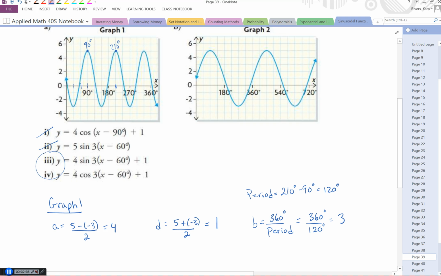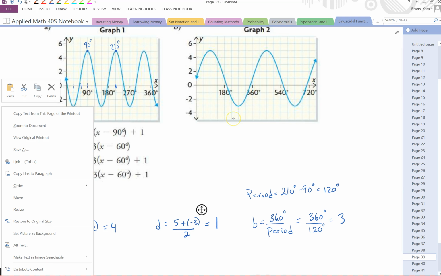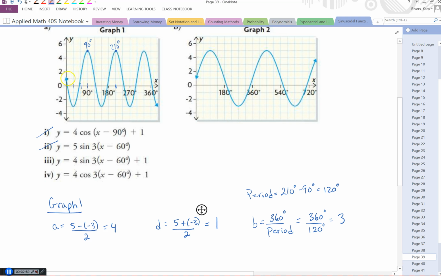Now what's the difference between 3 and 4? One's the sine function and one's the cosine function. Okay, well, if my D value is 1, that means that my axis, my midline, is at 1. So I can draw that here. Oops, that's not a straight edge. So that would be at y equals 1. And we can see where we're starting.